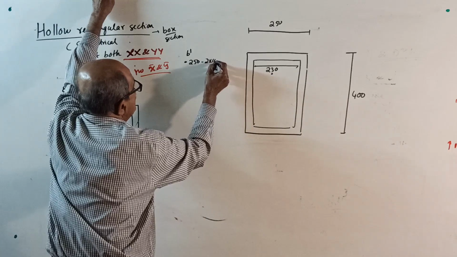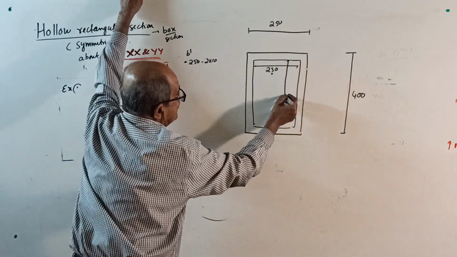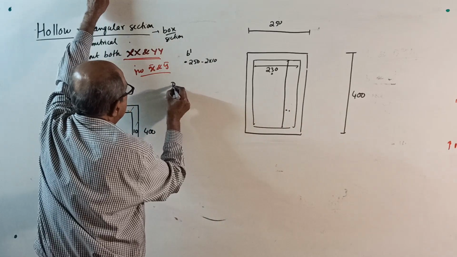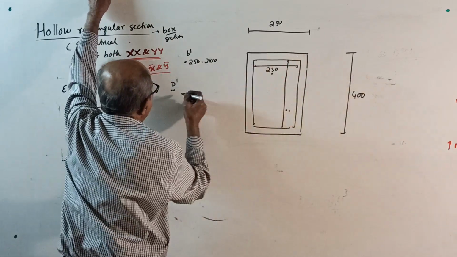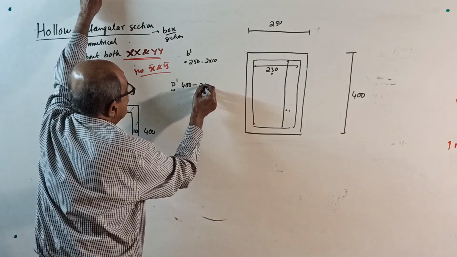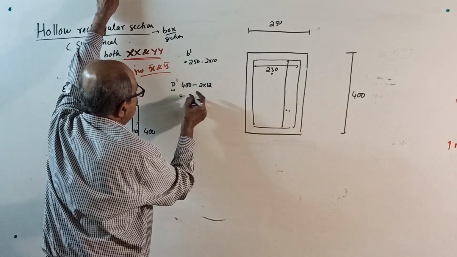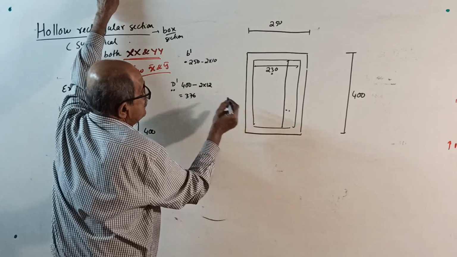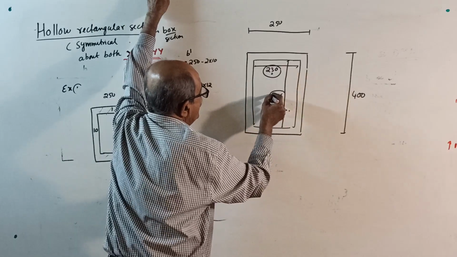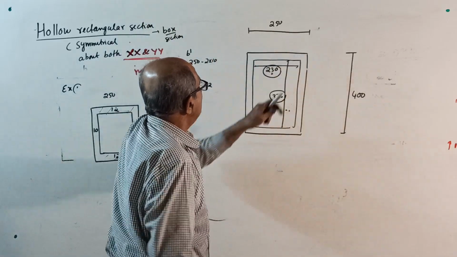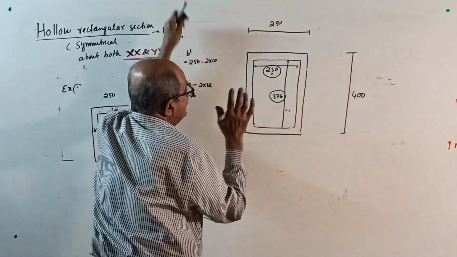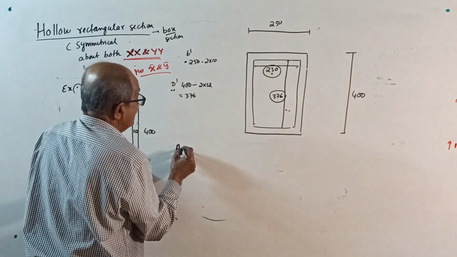2 into 10. And this one, I'll put a double dot. That is your D dash. Double dot, 400 minus 2 into 12. 2 into 12 is 24, 376. So this is 376 right here. Of course, remember the calculated value. 250 minus 10 and 10 gives 230. 400 minus 12 and 12 gives 376. If you want area, see here.